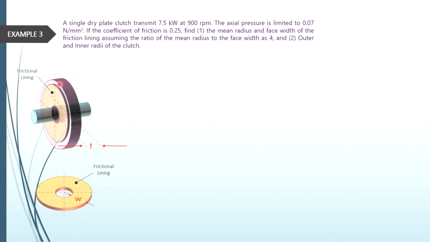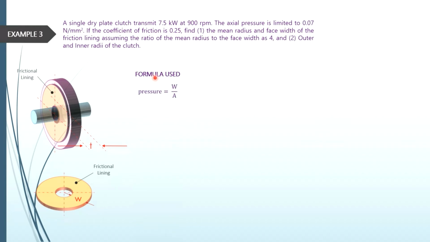Okay, so I have a diagram shown here. This will be the friction lining material. The face width here is W or B, the face width. This is what we need to find first.